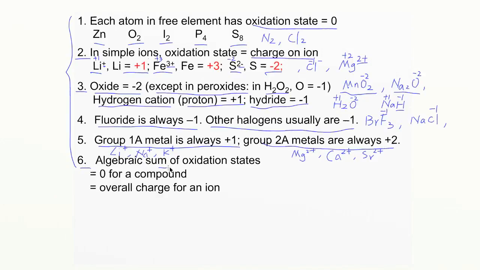All right, number 6. If you add the oxidation states of the elements together, it equals 0 if the charge of the compound is neutral. It equals the overall charge if you are talking about an ion. Let's use a specific example to explain this.